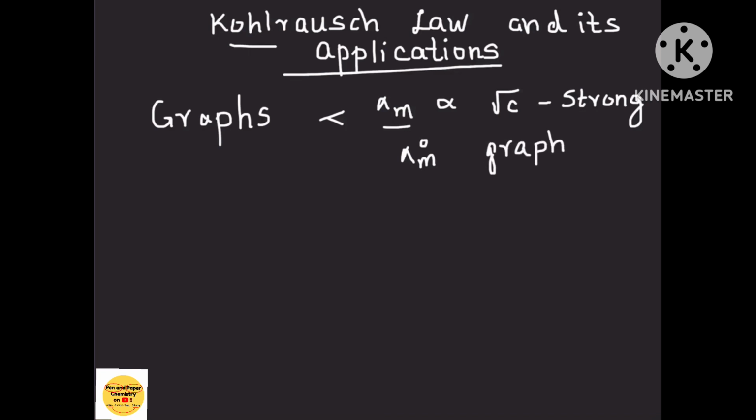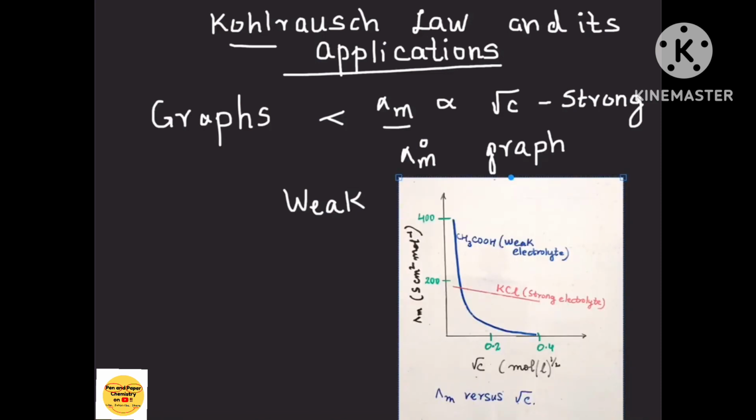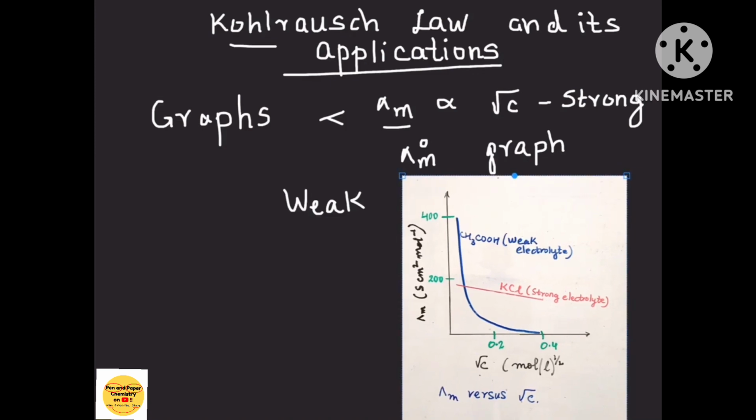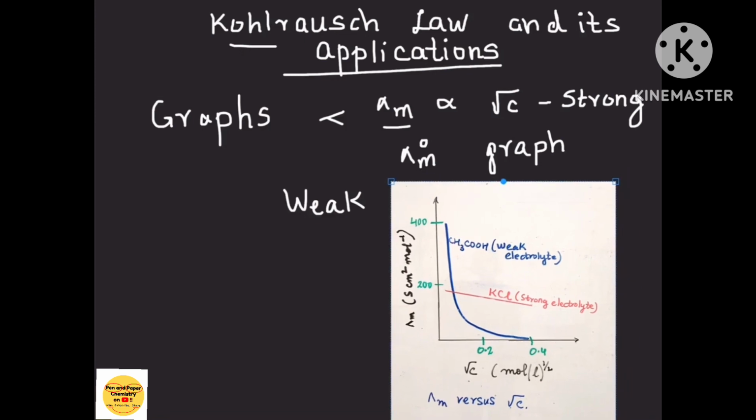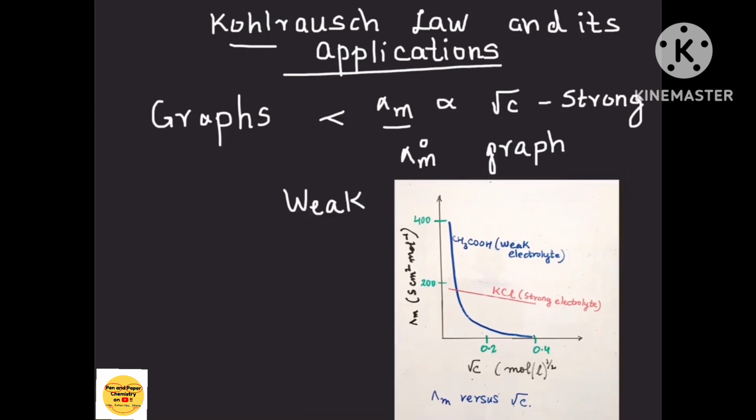How do we determine the molar conductivity of weak electrolytes? Let's start with that. If you recall this graph here, we had drawn the graph of molar conductivity of a strong and a weak electrolyte, and we also noticed that for a weak electrolyte we cannot determine the molar conductivity simply by extrapolating the graph, because if you notice it is almost going parallel to the y-axis.